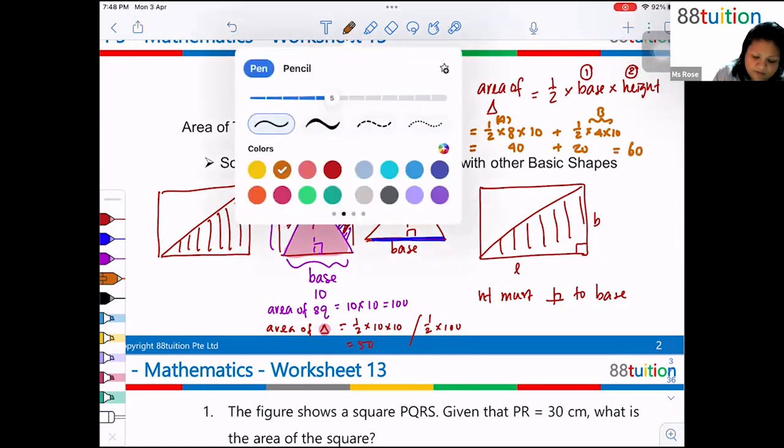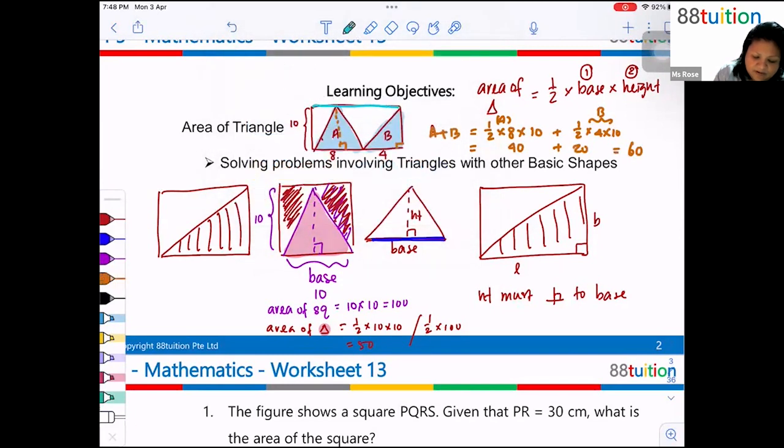Now, what do you think is the area of this big rectangle? 10 times 12. 10 times 12 equals 120. Okay, so the area of the big rectangle is 120. The area of A plus B is 60. So what can you say about it? Is it half of the rectangle? Yes, it is.